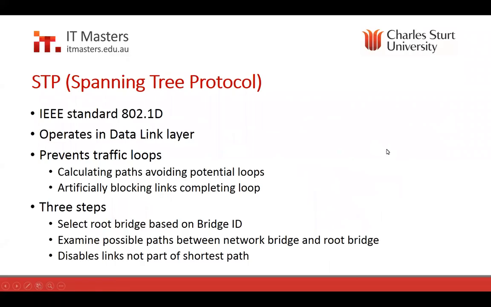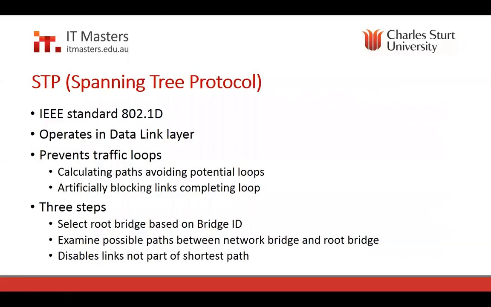So spanning tree protocol is the next thing, the next cab off the rank. It's an IEEE standard, and again, it operates at the data link layer, the same level as VLANs, and its whole purpose for existence is to prevent traffic loops. In other words, you can have physical loops within your network that you create with physical cabling. It's spanning tree protocol's job to stop those loops from being anything other than just used for redundancy.